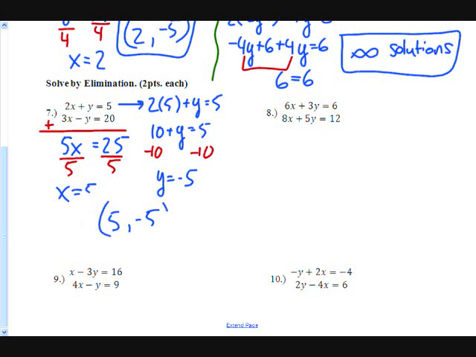Forgot to put the parentheses around my ordered pair. There we go. And I erased part of my 5. Okay, so it's x equals 5, y equals -5.